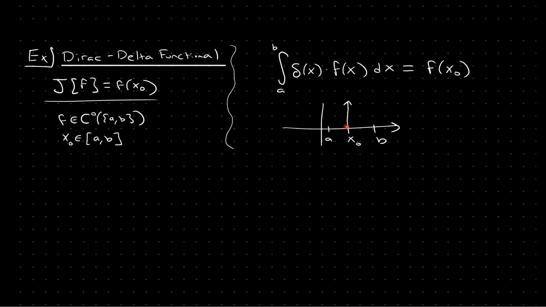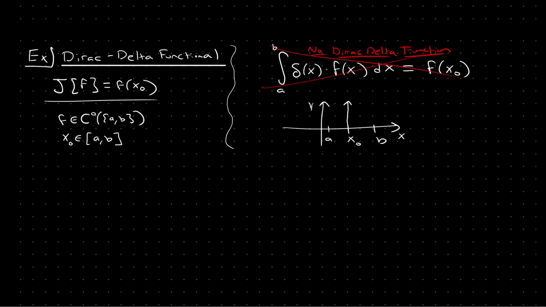Unfortunately, this is just not possible with the integral. And this is one of the reasons why when you hear someone say Dirac delta function, technically there is no function that satisfies this property. So there's really no such thing as a Dirac delta function.